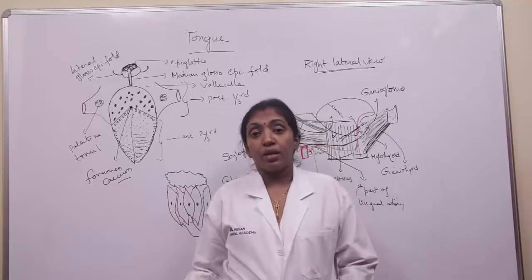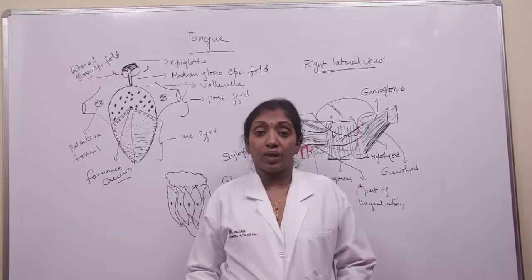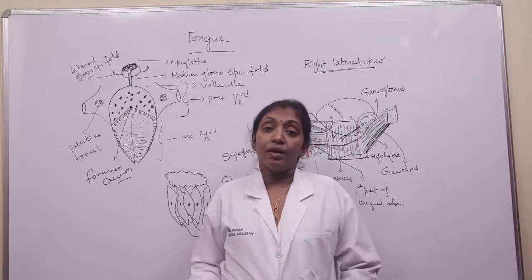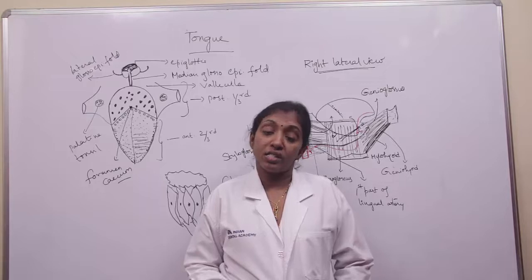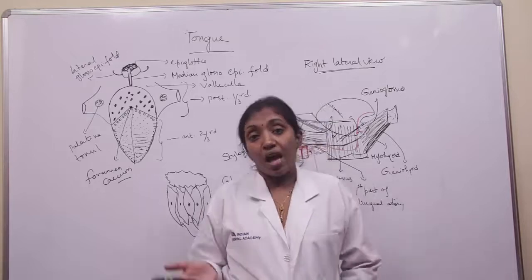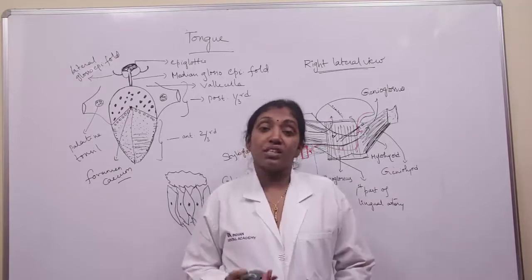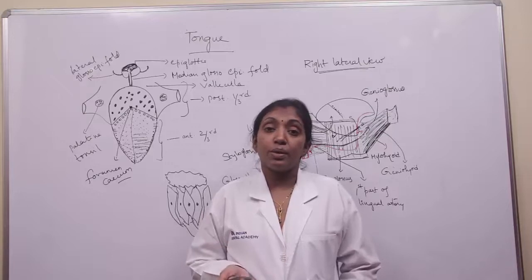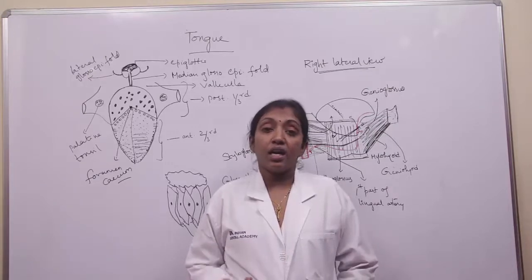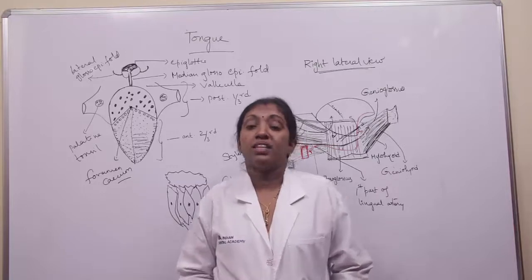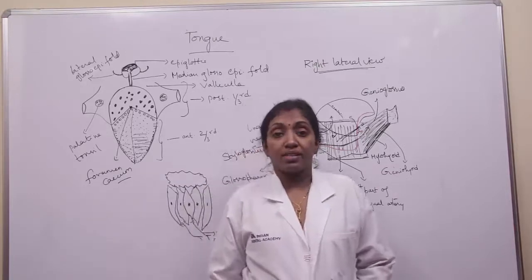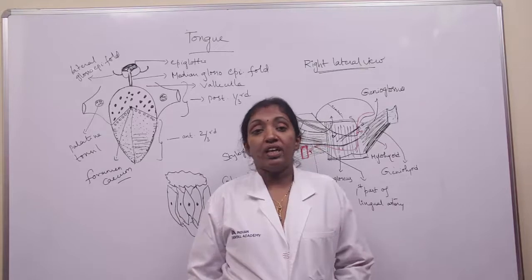And coming to the sympathetic innervation, the postganglionic sympathetic fibers form plexuses around the lingual artery. We know that the preganglionic sympathetic fibers relay in the superior cervical ganglion, and the postganglionic sympathetic fibers reach the tongue by forming plexuses around the lingual artery.